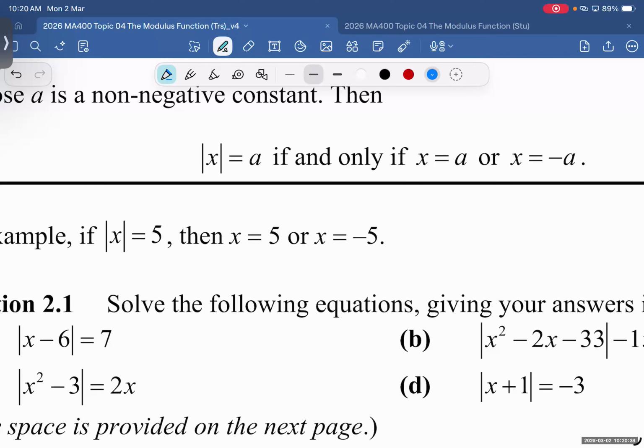Question 2.1. Question 2.1, B has no restriction. If I have C, there is a restriction. Question 2.2.